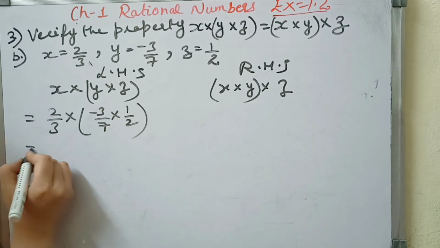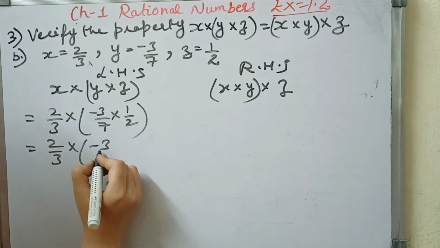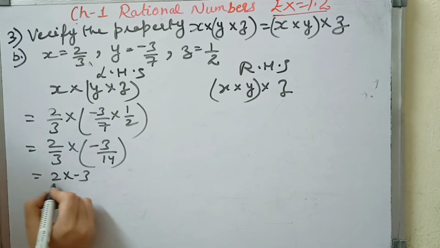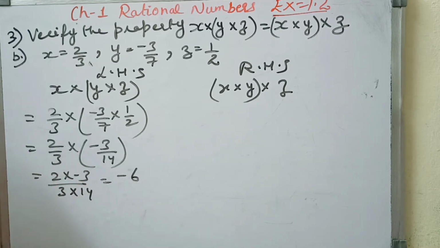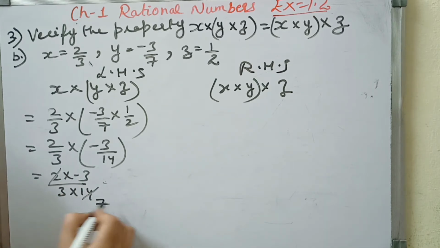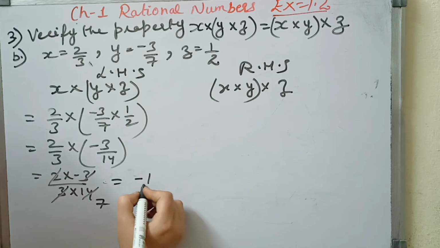Now let us do the calculation. 2 over 3, you know, minus 3 into 1 is minus 3 and 7 into 2 is 14. Now again do the multiplication. 2 into minus 3 into 14. It is minus 6 over 42. Or you can do the cutting. 2 and 14 cancel out, and 3 cancels out with 3, and I will get the answer minus 1 over 7.